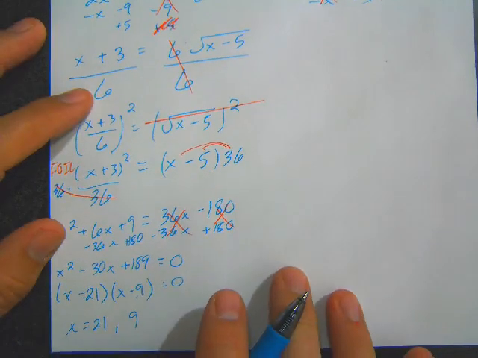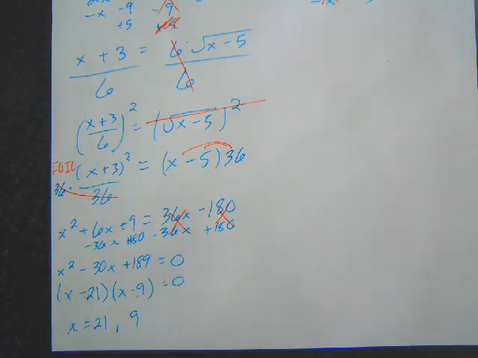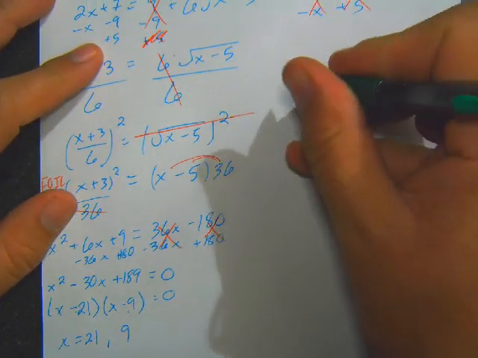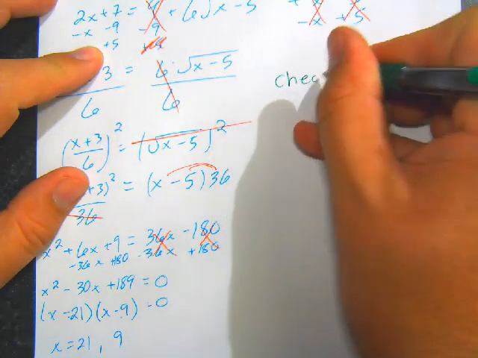But even after all that work, because we squared both sides, we still have to go back and check. It's still possible that these two answers aren't any good. So we still have to go and check our solutions.